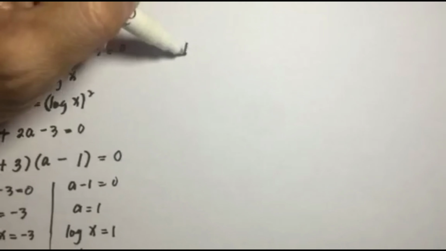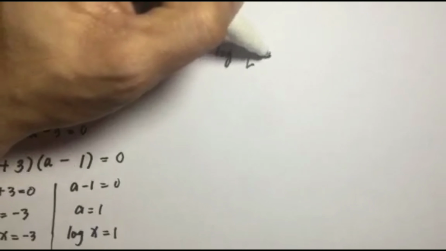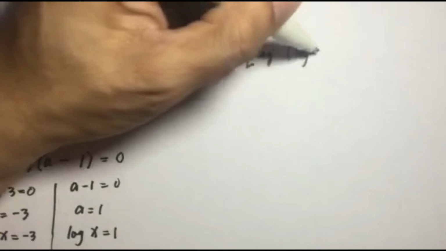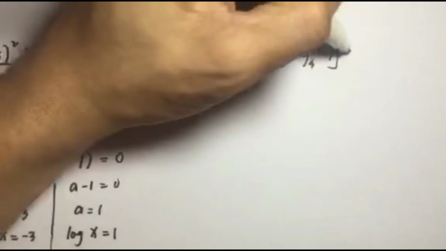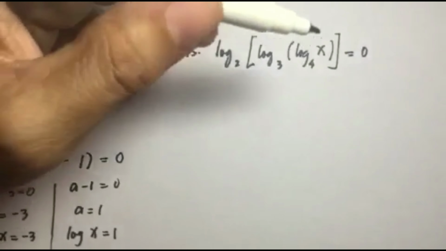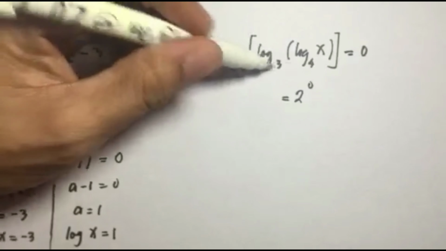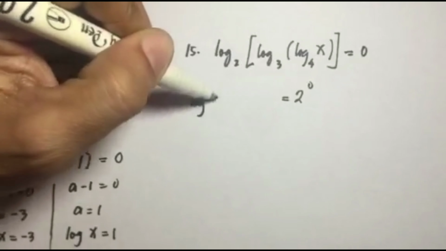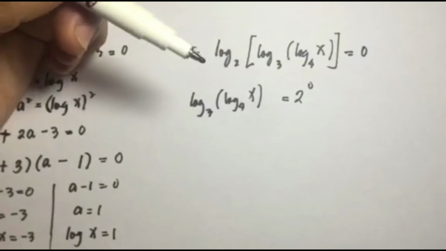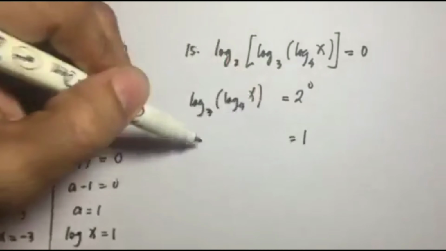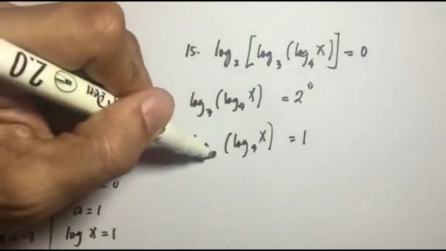In number 15, we have a logarithm of the logarithm of x to the base of 4 to the base of 3 and to the base of 2 equals to 0. This into exponential form, that will become 2 raised to 0 equals to, may iwan ito, no? So that is the logarithm of x to the base of 4 to the base of 3. Okay, so 2 raised to 0 is 1. Then copy lang itong logarithm of x to the base of 4 to the base of 3.